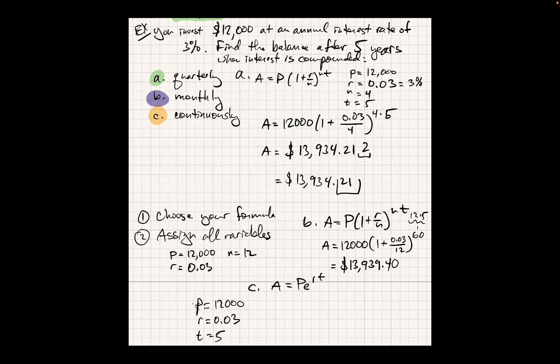Okay, so what is N? Wouldn't it just be 1? Trick question. There's no N. All right, so let's go. A equals 12,000 e to the 0.03 times 5.